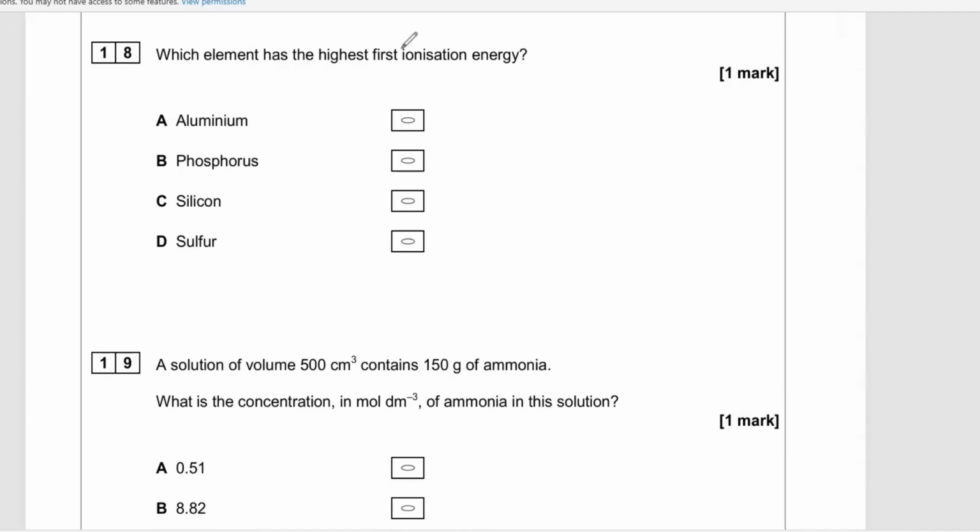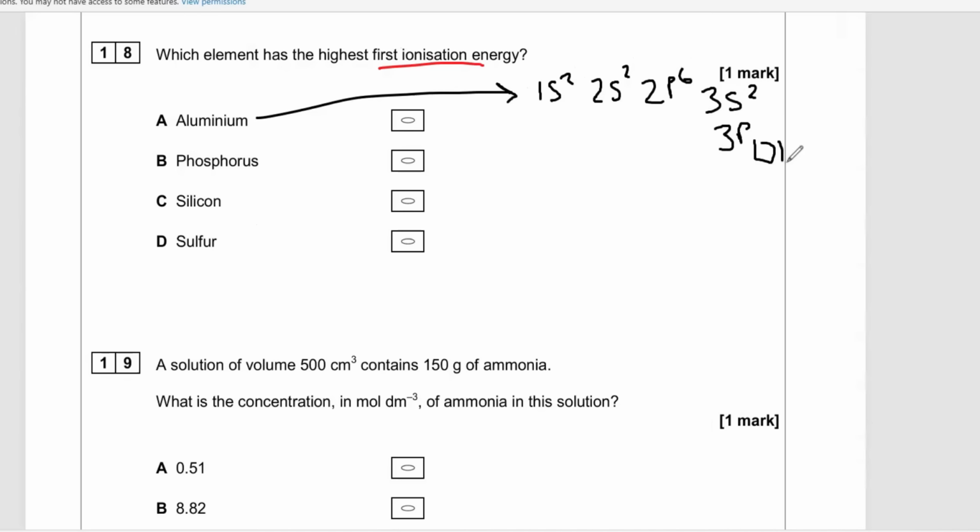Right, 18. Which element has the higher first ionization energy? With this one, we've got to look at the orbitals and the subshells. The difference between an orbital and a subshell: the orbital is the little box with the 2 little electrons in, and the subshell is like 2p, 2s, or 3s, 3p. And the energy level is the 3 or the 2 or the 1.